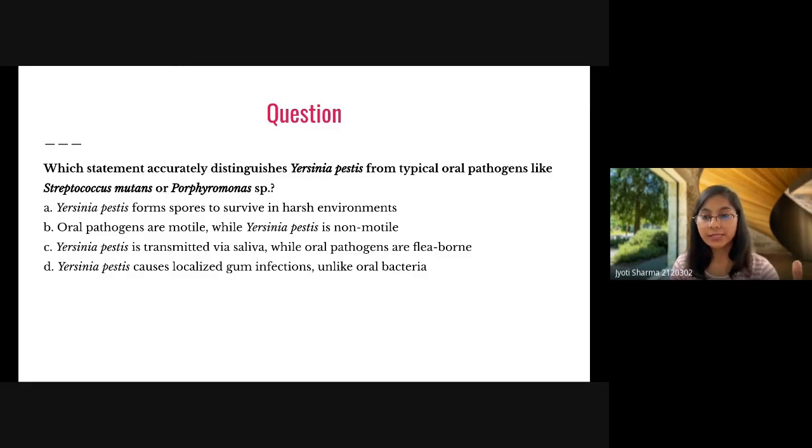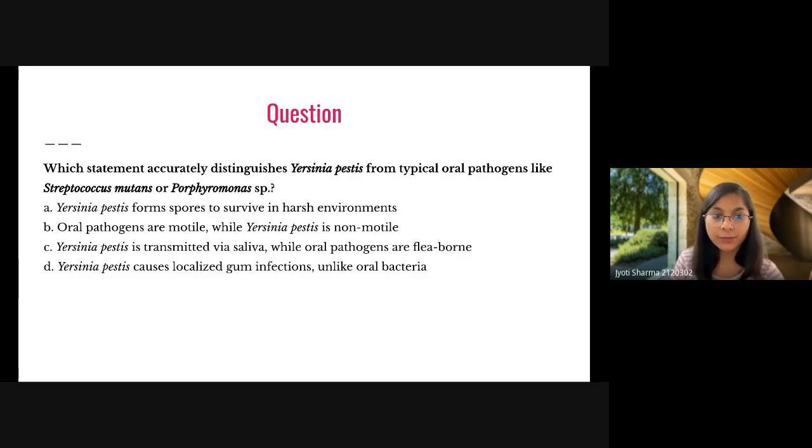Okay, again, the question is like that only. As I told you, Yersinia pestis is the main bacteria that can cause the plague, but we do have some oral pathogens, for example, Streptococcus mutans and Porphyromonas, and you just have to tell why these bacteria have some differences. So, which statement correctly distinguishes Yersinia pestis from typical oral pathogens like Streptococcus mutans and Porphyromonas species?